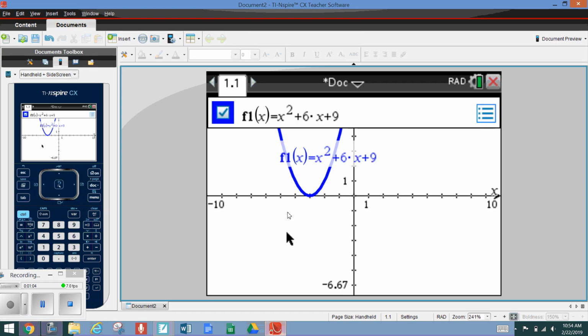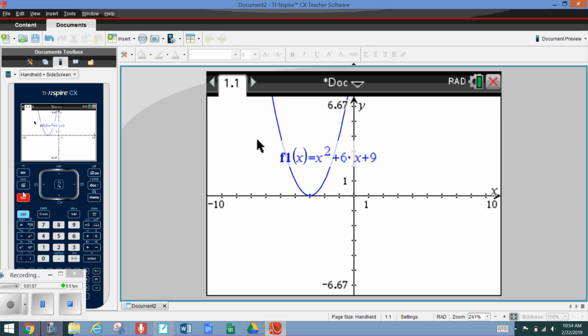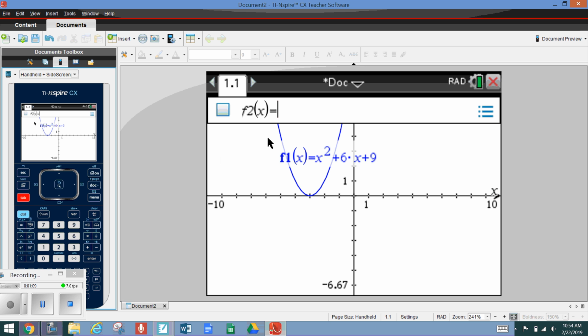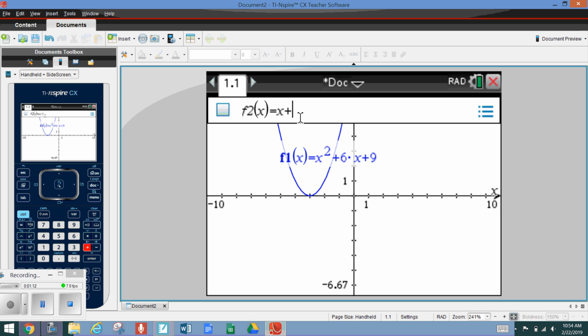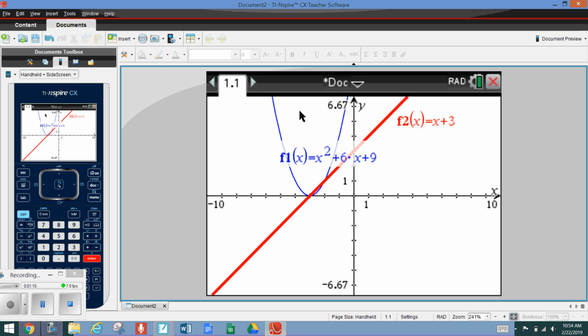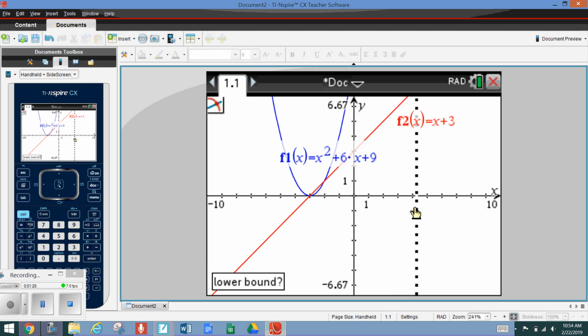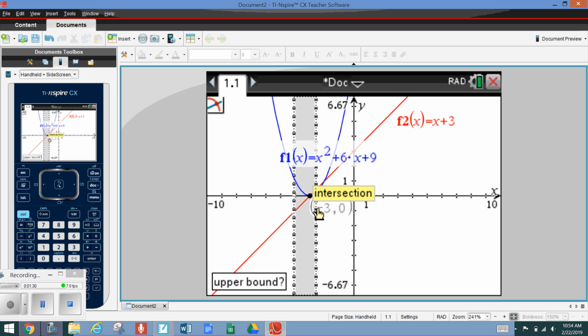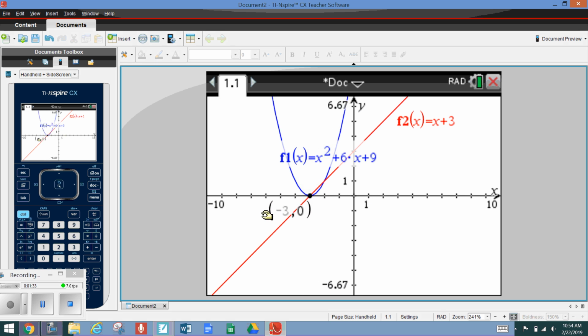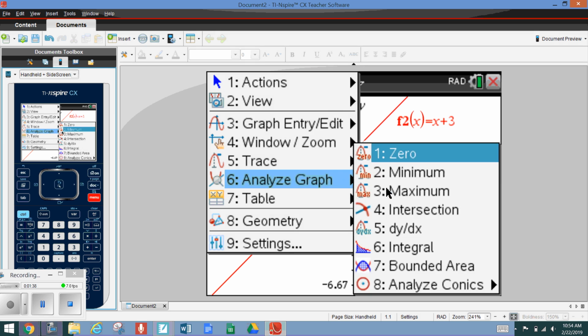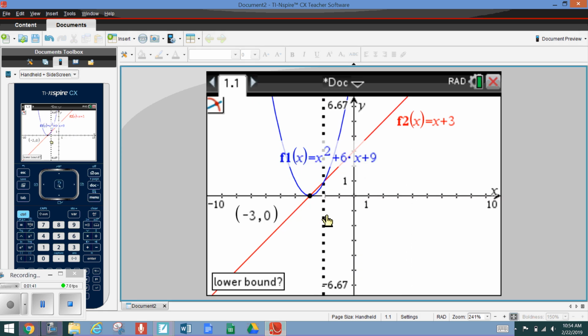Calculator, x plus 3. Open up another. Once we click x plus 3, okay, class, we got two of them intersecting at 2 points. What are the points? Menu, analyze graph, intersection. The first point is -3 and 0, and then do the same thing. Menu, analyze graph, intersection. I'm wondering about the second point here.